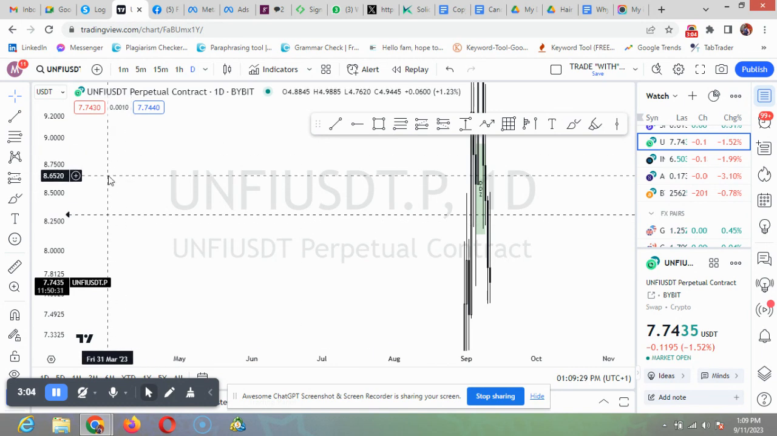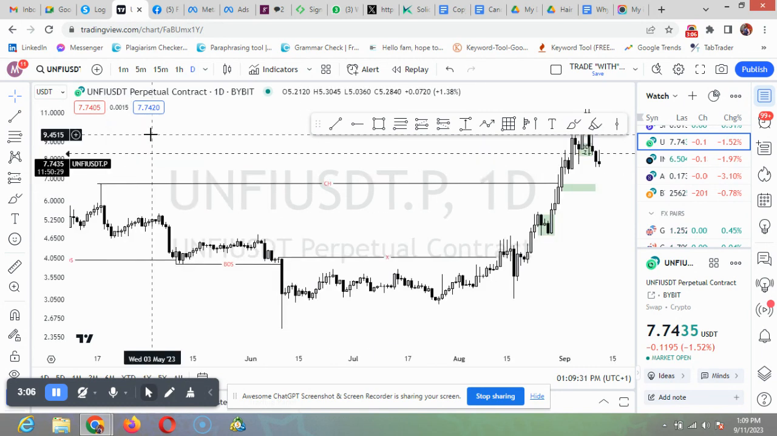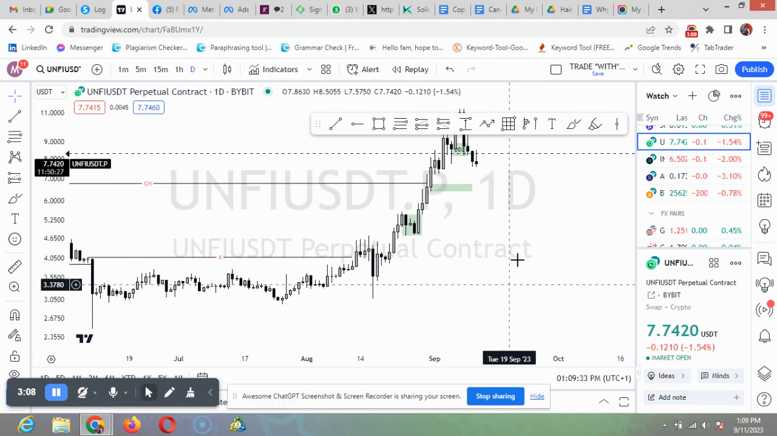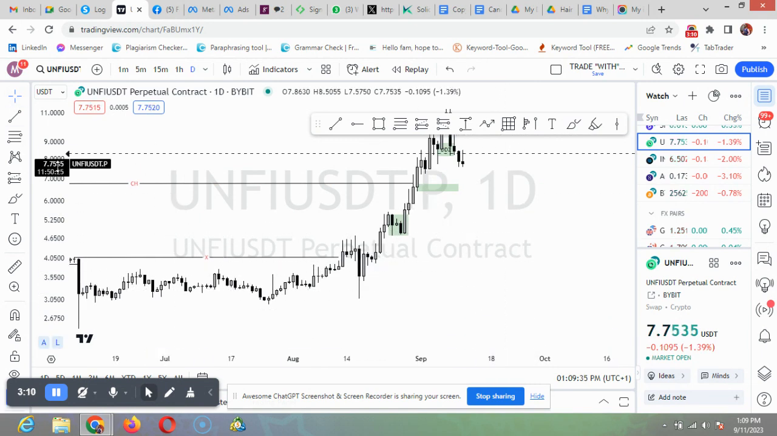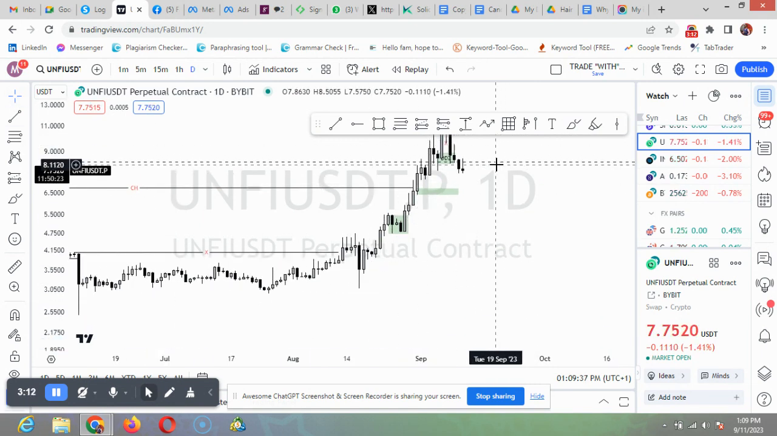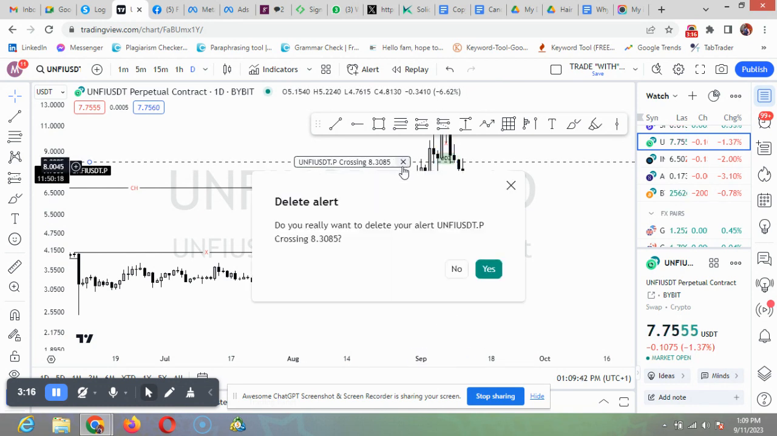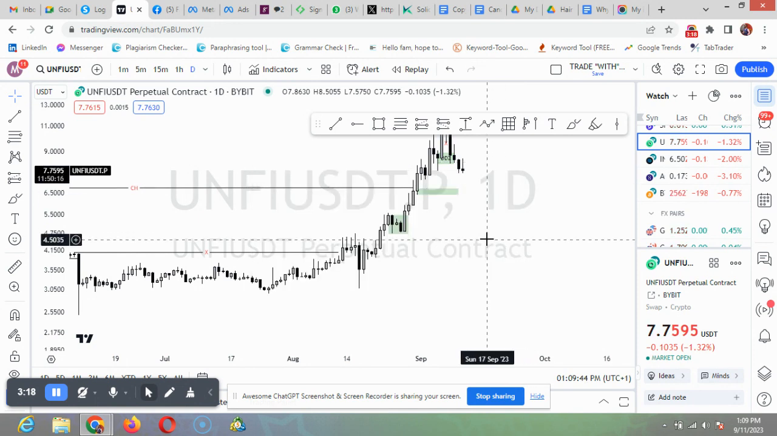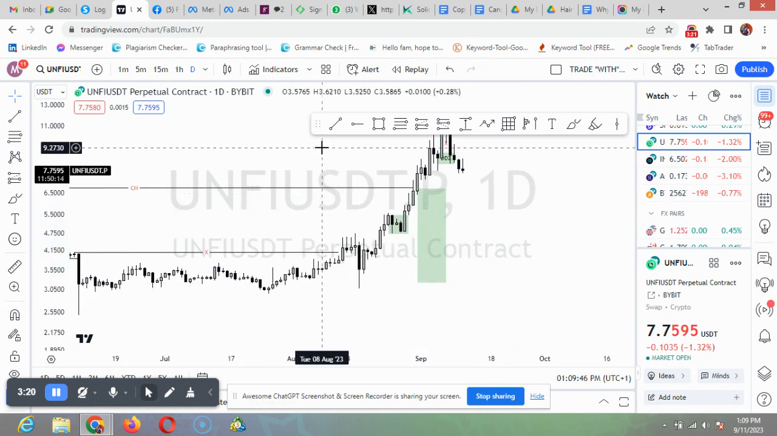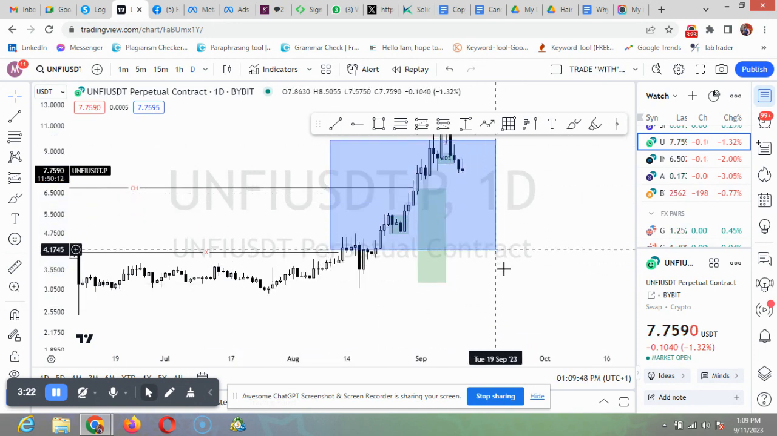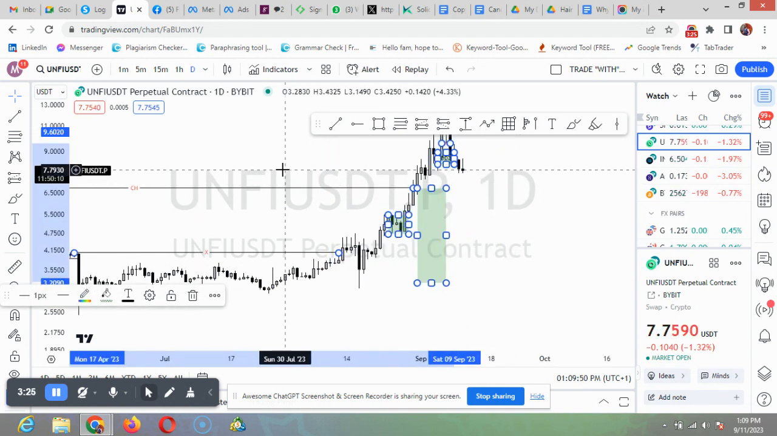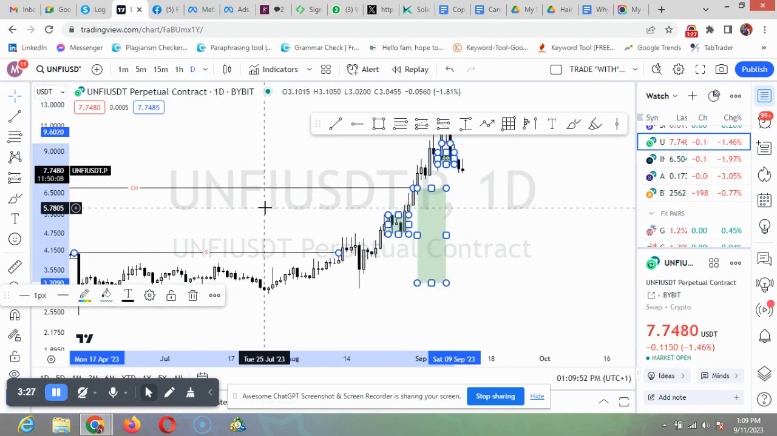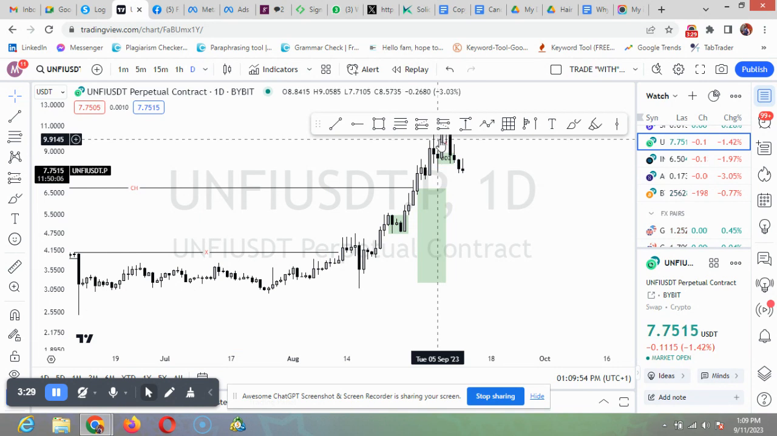Now this is a crypto pair that I trade. I saw this move this morning and I quickly understood what was happening in the market. If you understand this system, it will change your game forever. No cap.